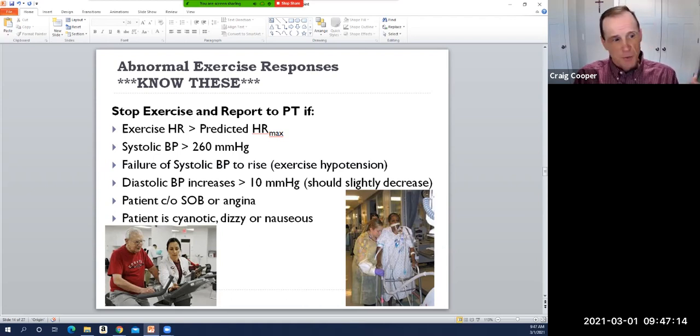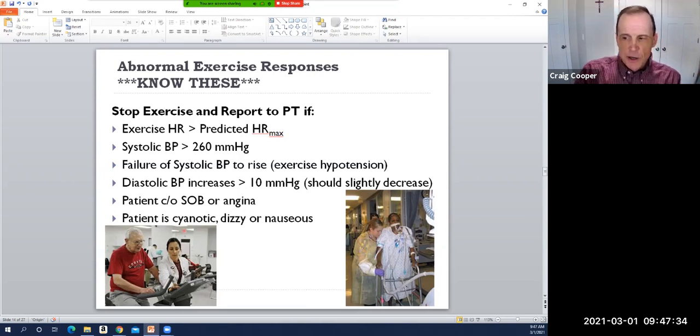But if this person is working towards max and you're only going from 120 to 160, then that's not a normal response. You should see it rise more than that. But for sure, if we really don't see it rise much at all, and we're having them do significantly more work than they were doing at rest, then we need to be concerned about that.